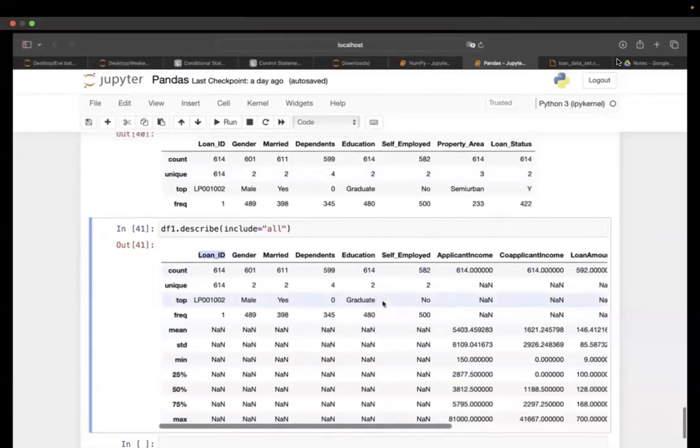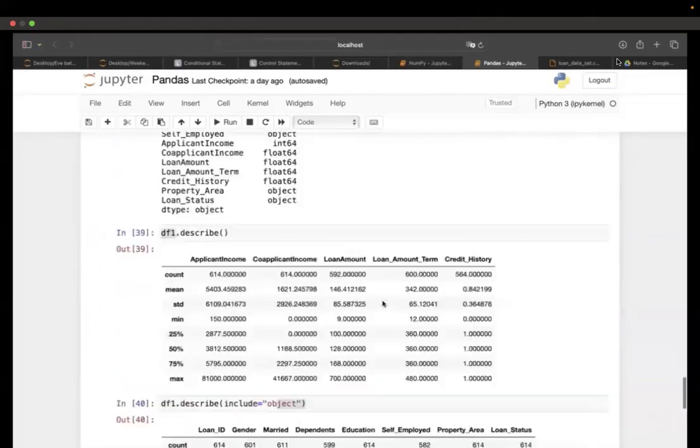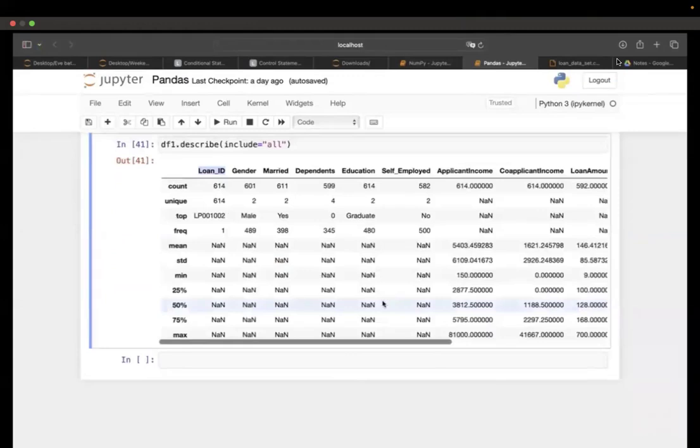Okay. And here your high level understanding of data finishes. These all commands were there for your high level understanding of the data. Now we'll be jumping towards the low level understanding of the data. Let me put the heading here.